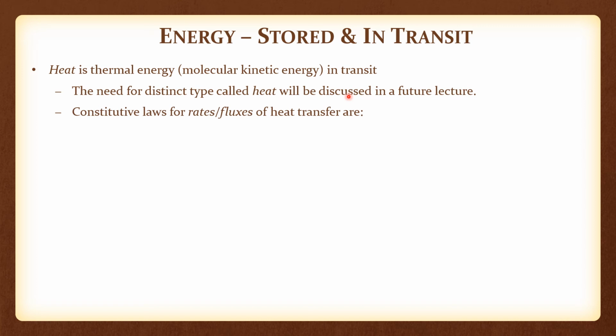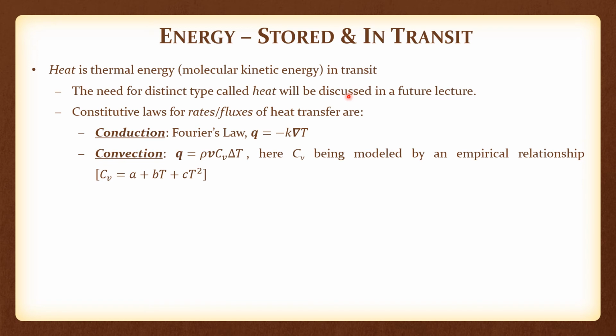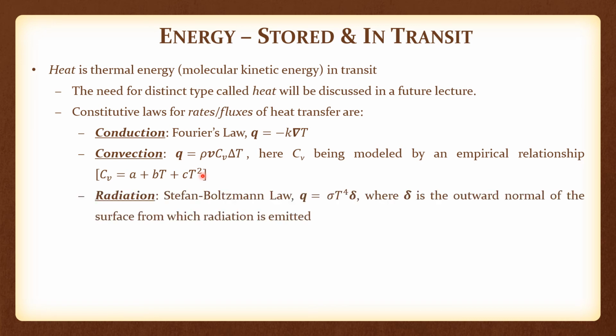Constitutive laws for rates and fluxes of heat transfer: for conduction, you have Fourier's law. For convection within a species, you have the mass flux times C_V, which is the heat capacity at constant volume, and then delta T, which is basically the difference in temperature, and C_V can typically be modeled using some empirical relationship. For radiation, you have the Stefan-Boltzmann law.